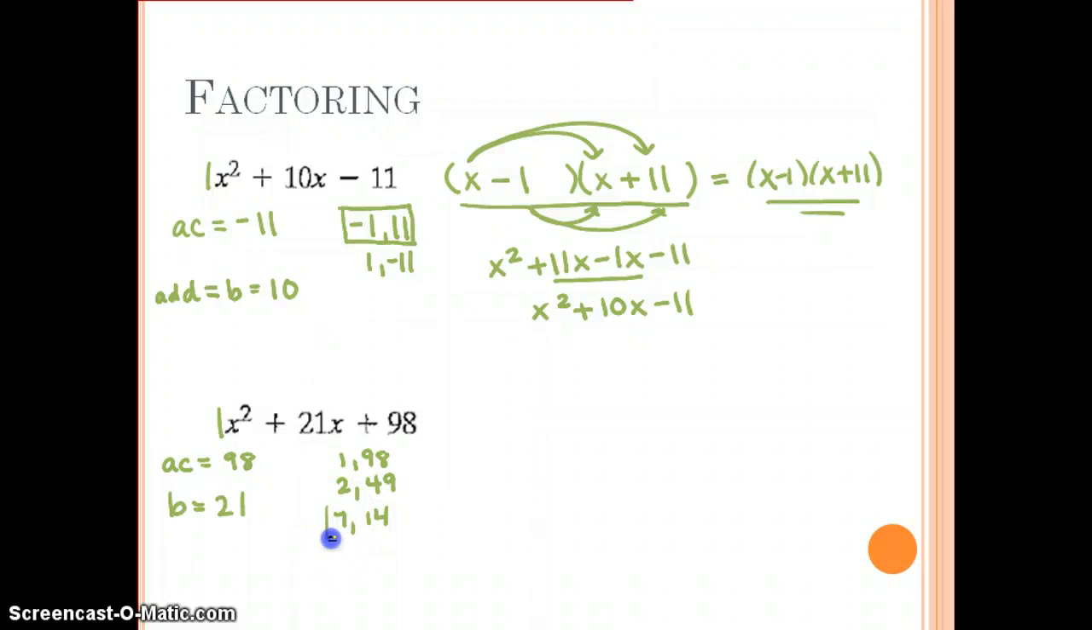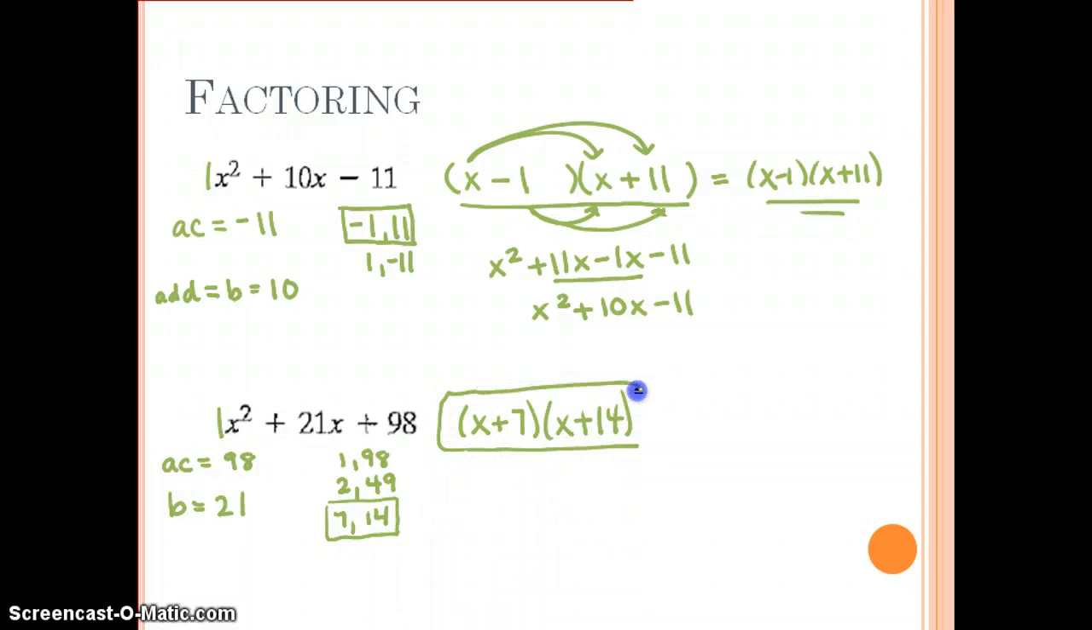And only one of them adds to 21. 7 and 14 add to 21. So since they're both positive, that would be x plus 7 and x plus 14. So this would be my final factored answer.